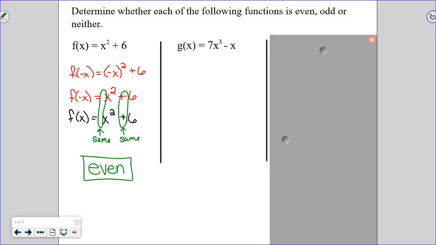Okay, let's try another example. 7x cubed minus x. Okay, so first things first, I take that function and I plug in a negative x and I clean it up.